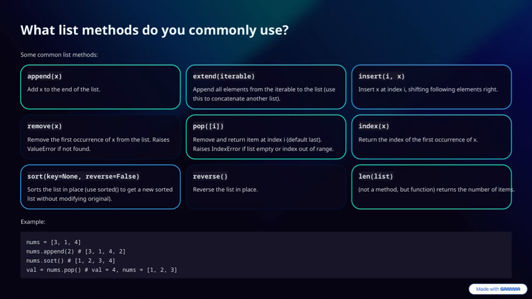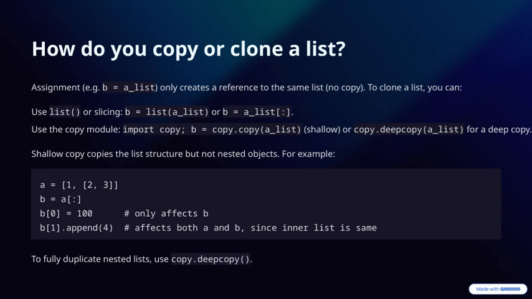helping us write more flexible and efficient code. So to fully duplicate nested lists, you want to use copy.deepcopy. Now let's look at an example. Suppose we have a list that contains a number and another list inside it.